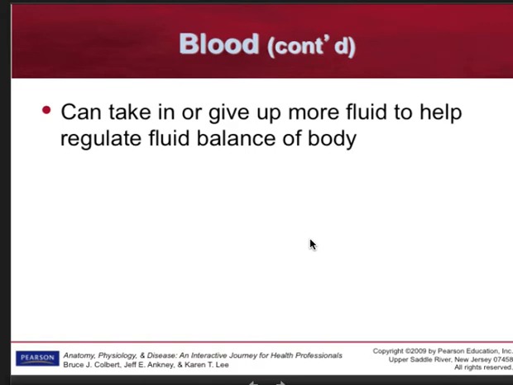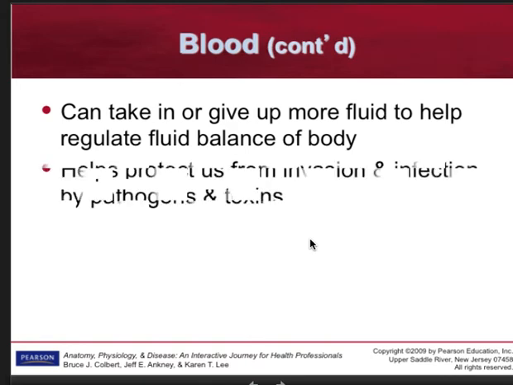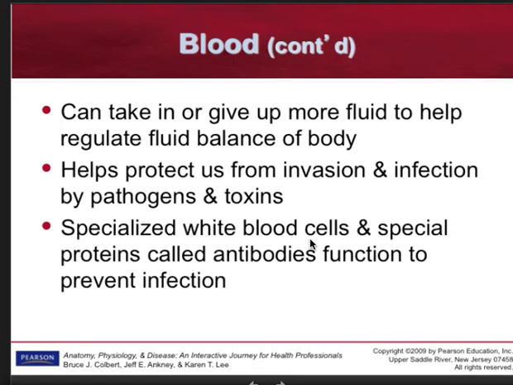Okay, what else does blood do for us? It can take in or give up more fluid to help regulate the fluid balance of the body, and it protects us from invasion and infection by pathogens and toxins, primarily through specialized white blood cells that produce magic bullets called antibodies that function to prevent infection.